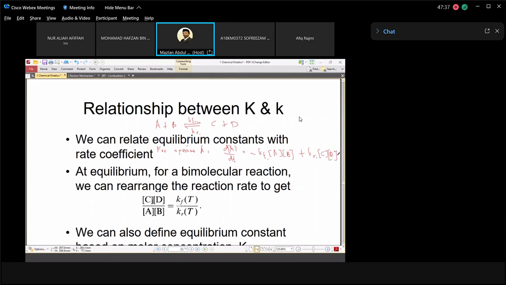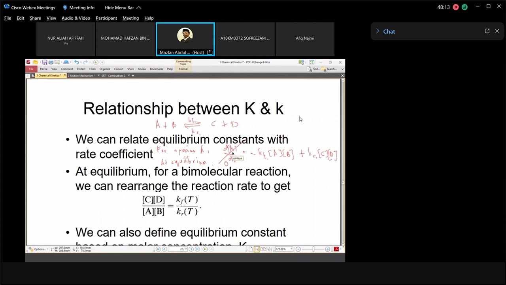Okay, C and D. At equilibrium condition, what is equilibrium? Equilibrium means when the forward reaction and the reverse reaction are equally the same. Forward and reverse is equally the same. So there is no net rate of change of species A with respect to time. So dA/dt is equal to 0, at equilibrium.